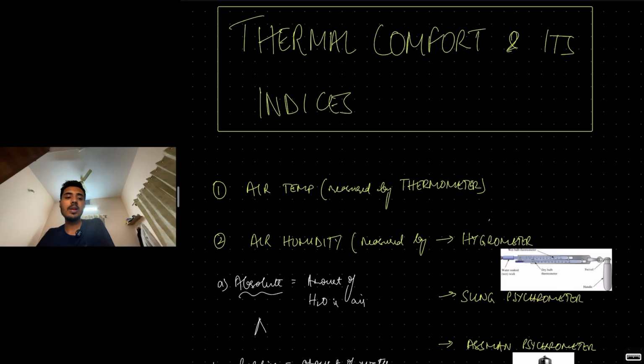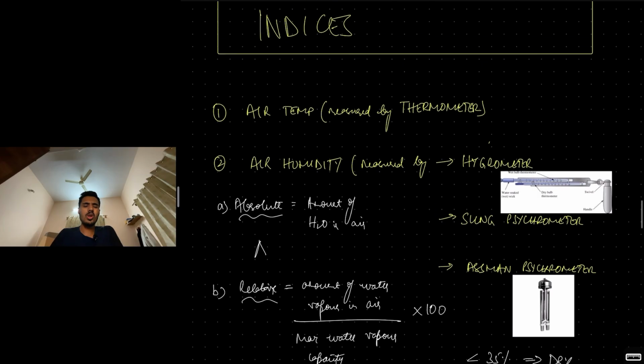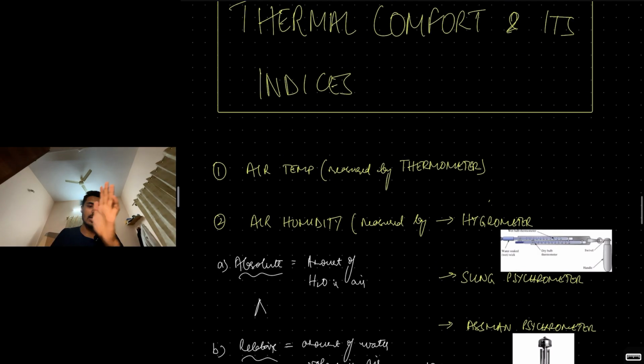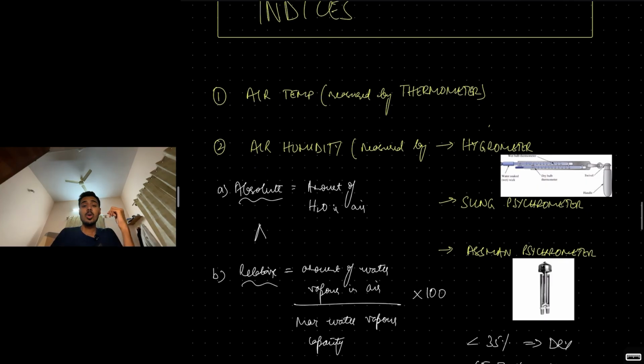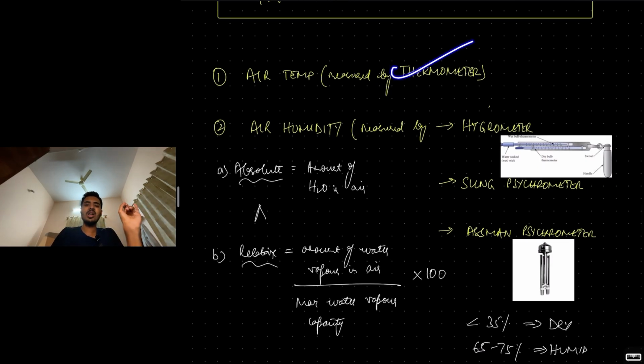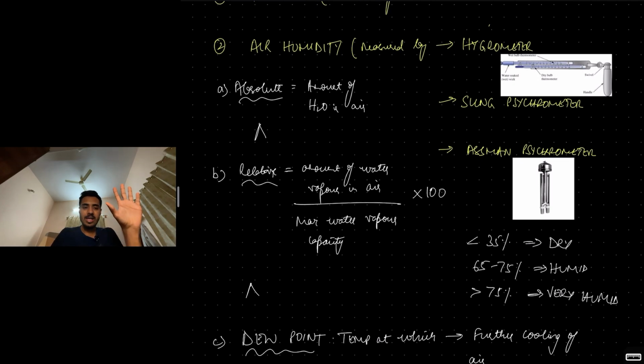So today let's cover thermal comfort and its indices. First of all, what are all the thermal indices and everything related to temperature? Okay, temperature and heat. Air temperature you can measure by thermometer. This we all know. Second index is air humidity. Air humidity is measured by hygrometer.